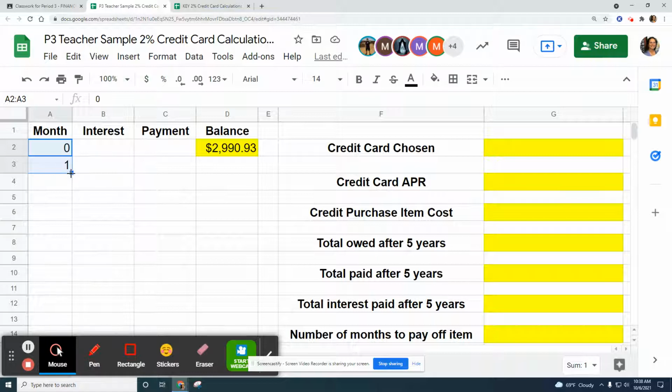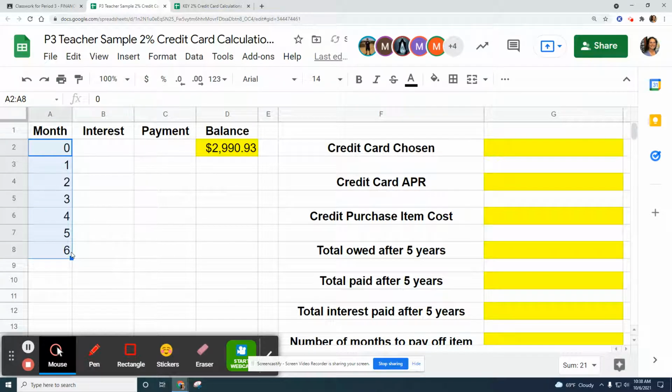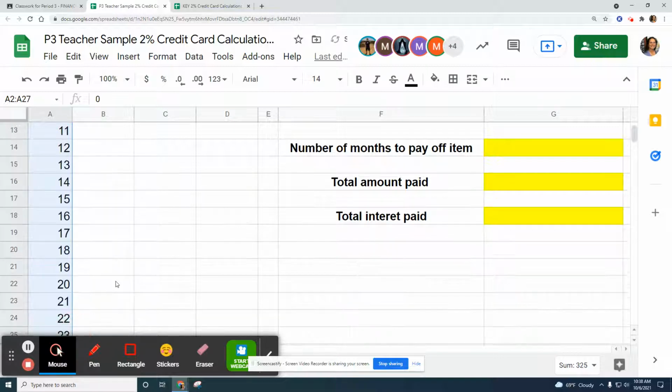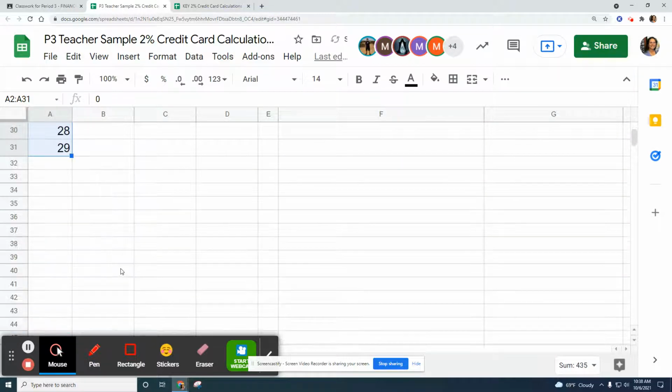Now you're going to drag from that corner box, and you're going to notice it goes sequentially for you. If this worked correctly, you're going to keep going, at least down to 60 for now.